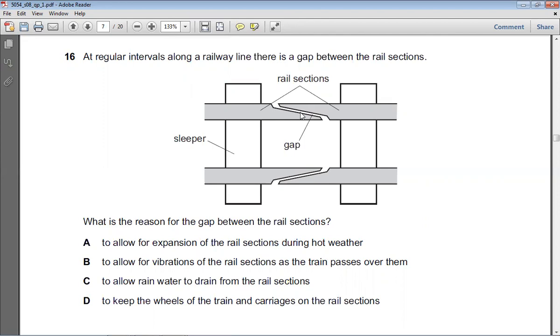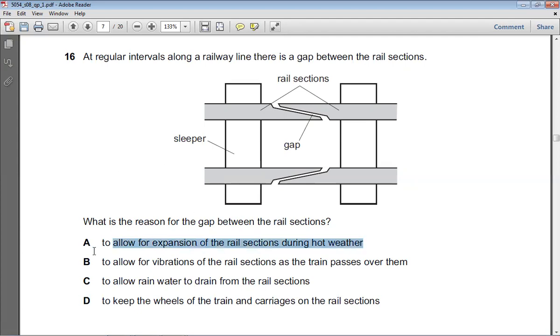If you do not leave this space, when the weather becomes hot, the iron rails will expand, and because there is no gap between the rail sections, the rail sections will become twisted. So what's the reason for the gap between the rail sections? To allow for expansion of the rail sections during the hot weather.